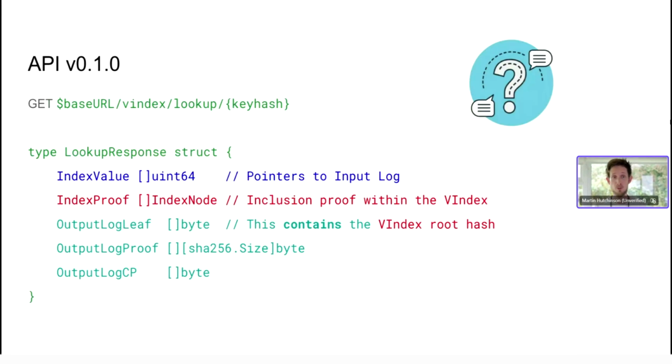And this is the final response. In addition to all the stuff we had, we moved the verifiable index root into a leaf of a log, and then you get an inclusion proof and a checkpoint that's witnessed for that. And now you know that it is fully verifiable. And we'll come back to how that's verified at the end.